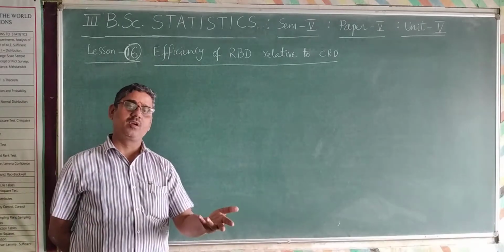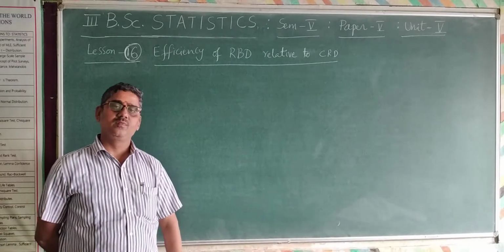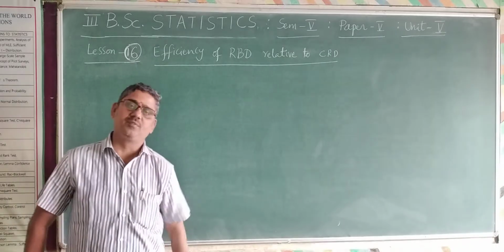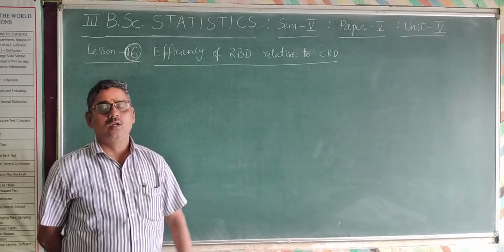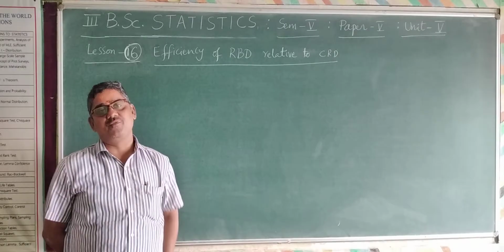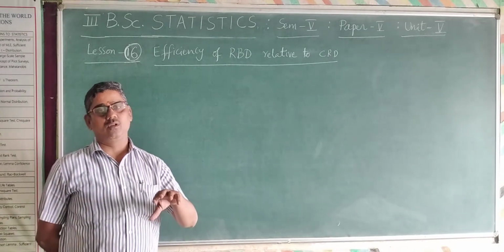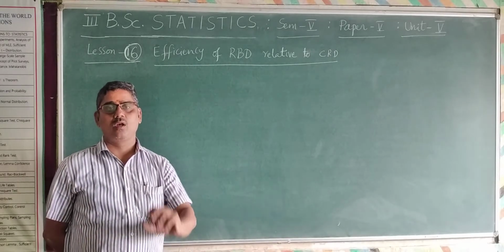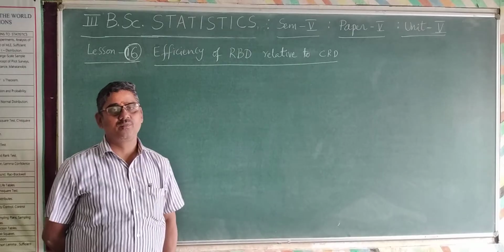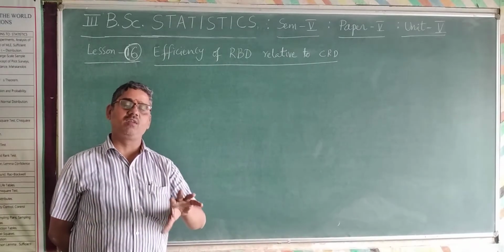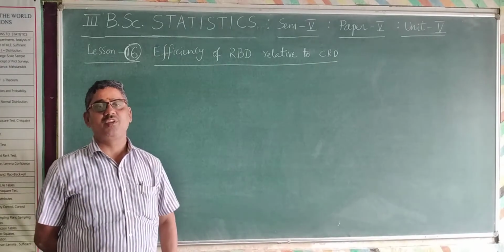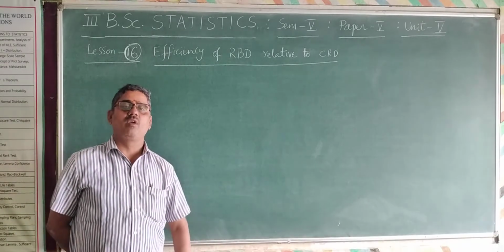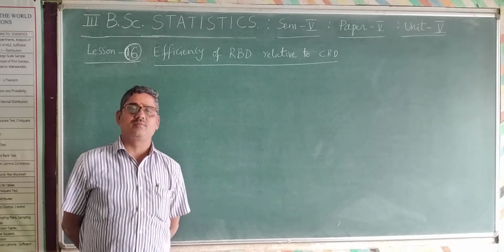What is the efficiency of RBD relative to CRD? First of all, I give you a formula of efficiency. What is the formula of efficiency if you have two estimators or two designs? Two kinds of statistics you consider. For example, T1, T2 are two statistics. Efficiency of T1 is calculated by variance of T2 divided by variance of T1.